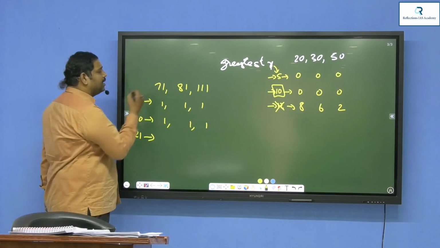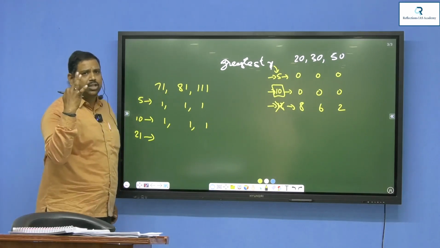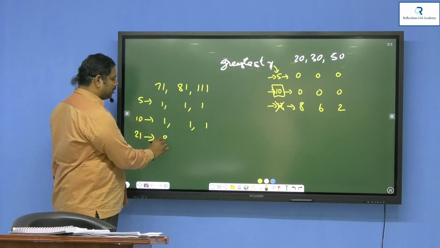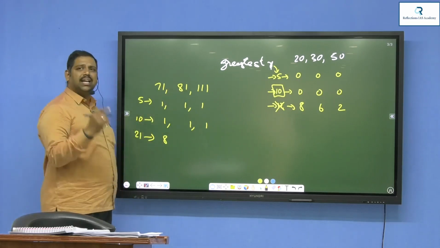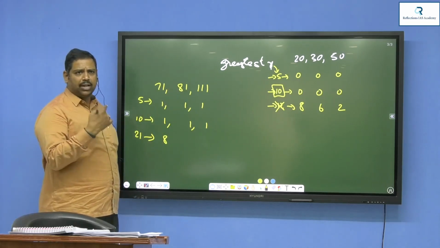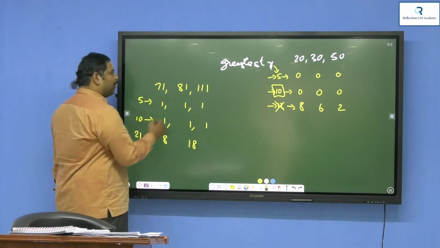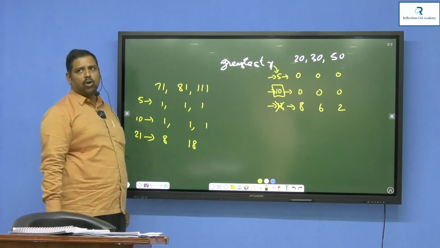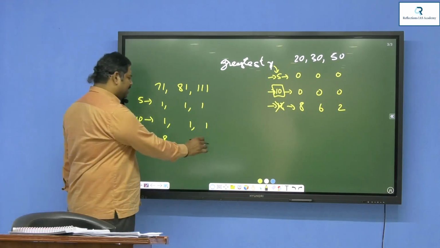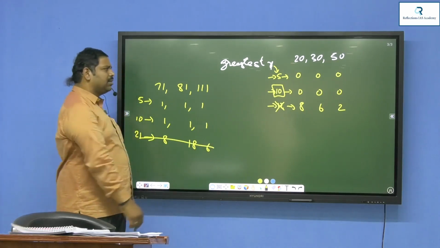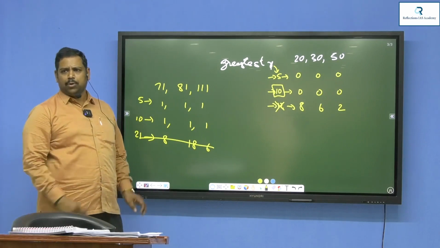21 3s are 63, so the remainder is 8. 21 4s are 84. That much is not there now. 21 3s again 63, which means the remainder is 18. 21 5s are 105, the remainder is 6. Did you get the same remainders or different? That cannot be. Hope you understand.